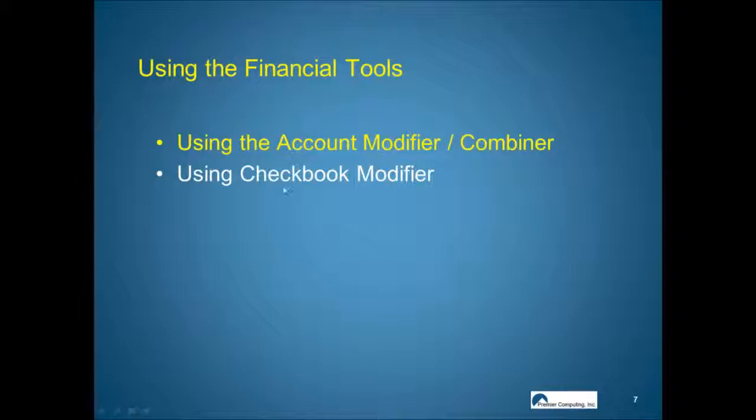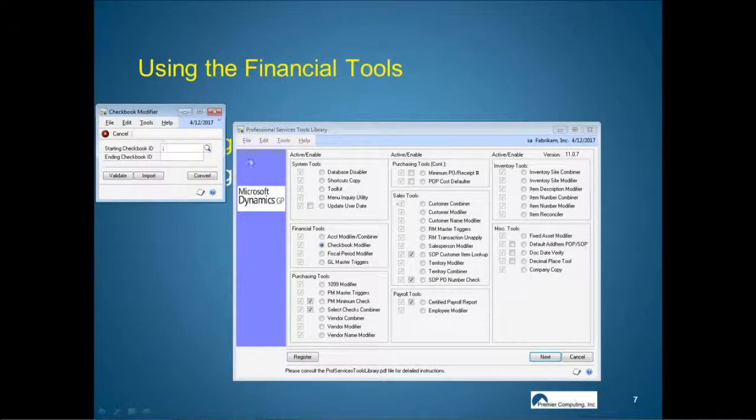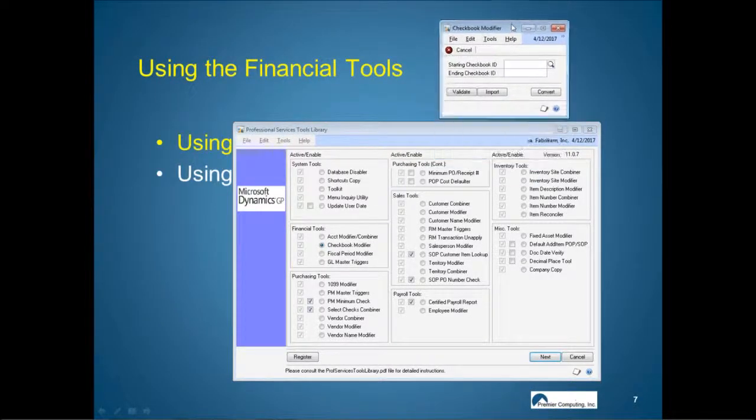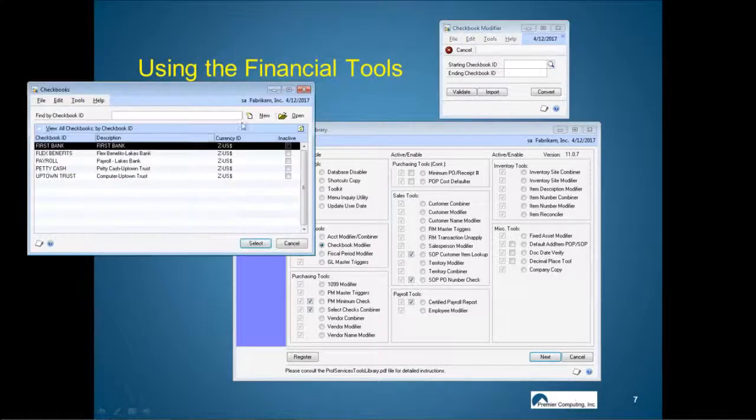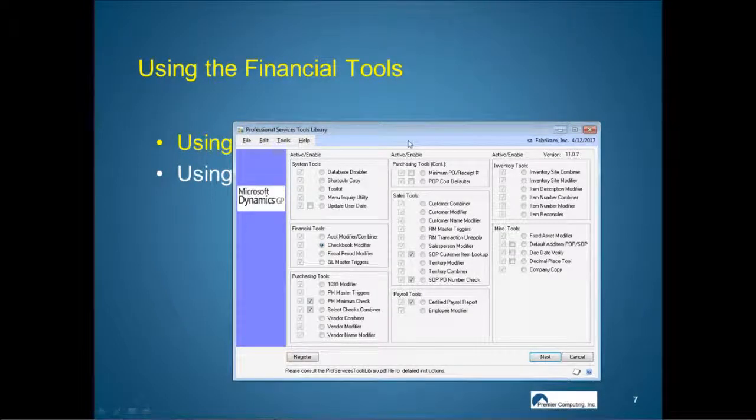So now we're going to move on to using the checkbook modifier. The checkbook modifier, same kind of process we've looked at before. We will just pull up a checkbook. We will start with checkbook Uptown Trust, and then we can put in a new one, new Uptown, and we can go ahead and hit convert. So it's just changing that name to a new checkbook, and that happens quite often in a business.